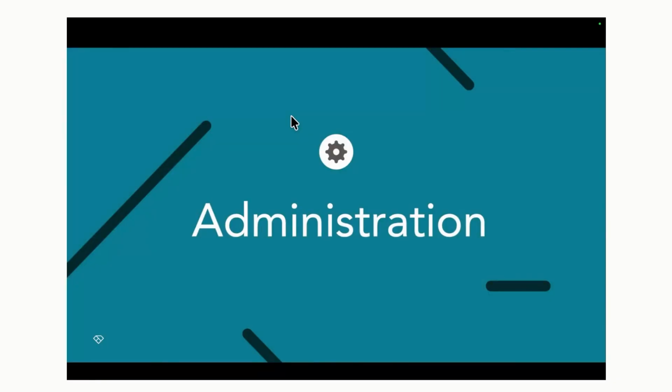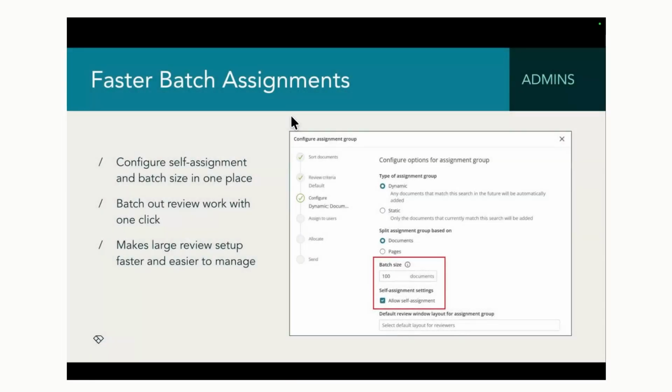And from here, I want to wrap up with a few admin and review management improvements. So the first is that assignment admins can now grant self-assignment permissions and configure batch sizes in one flow. And then you can allocate work by batch size with just a couple of clicks from here. So this is really about reducing admin overhead for large reviews. It streamlines setup and it makes it easier to get consistent batches out to reviewers.